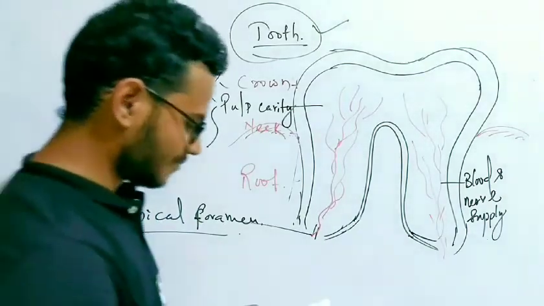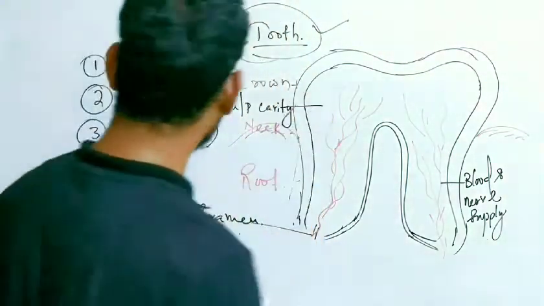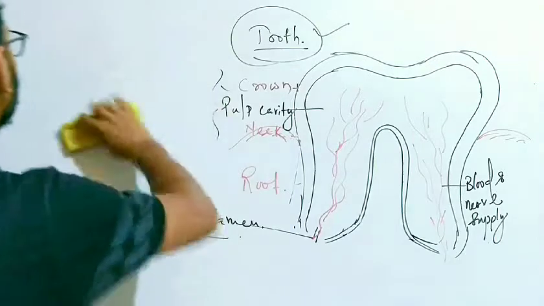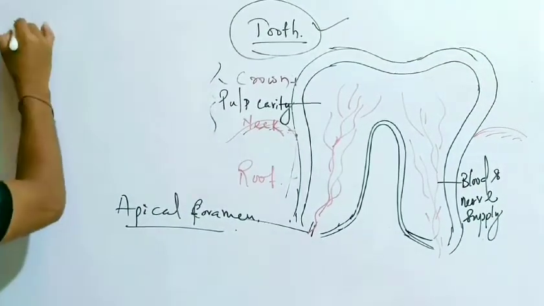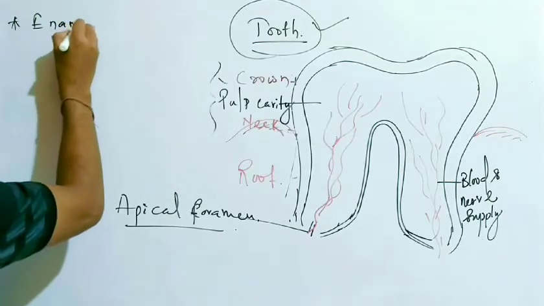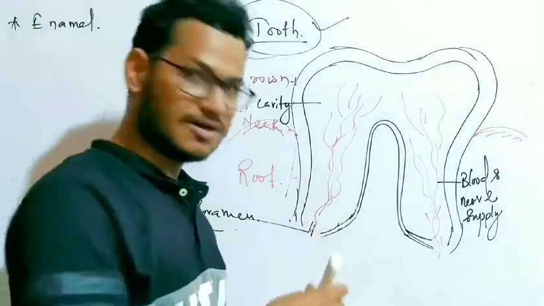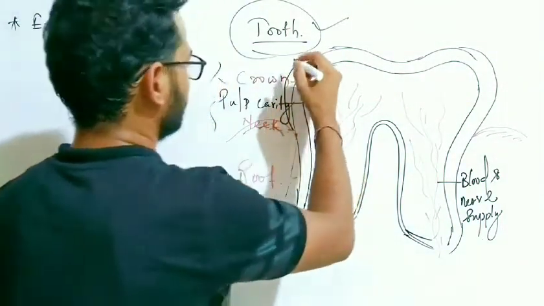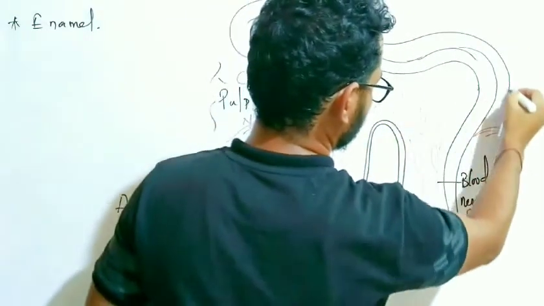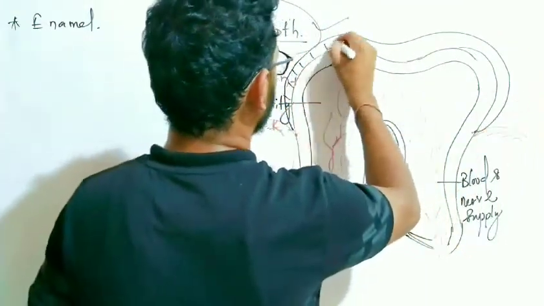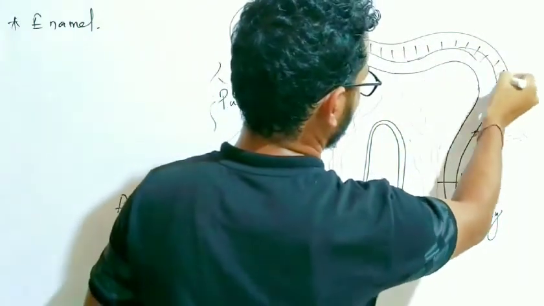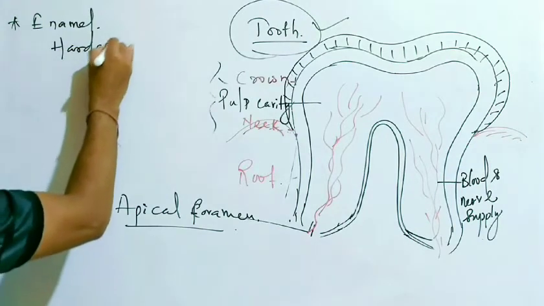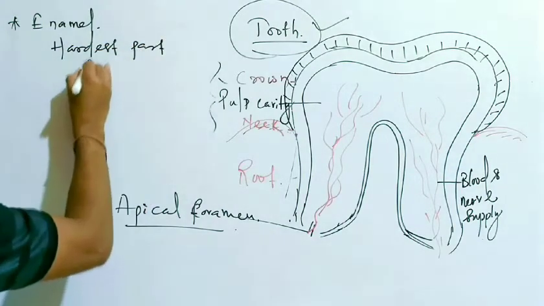Clear? Next we will talk about the two important terms related to the tooth. What are they? One is the enamel. And what is enamel? It is only present above the gum in the crown region. So this is the layer which is present above the crown, and it is the hardest part. It is the hardest part of our body.